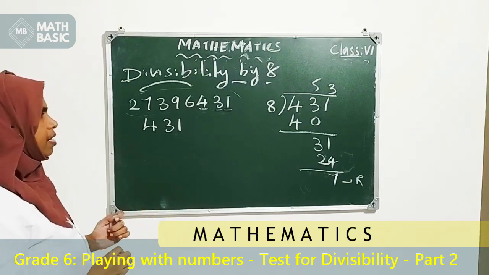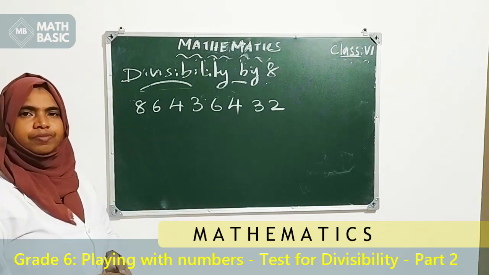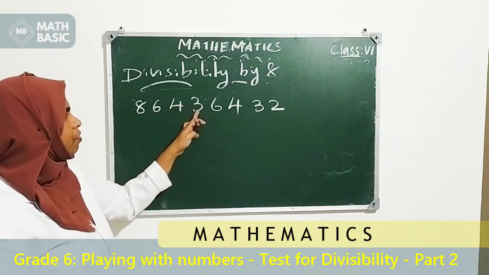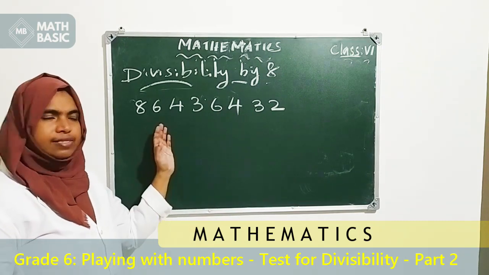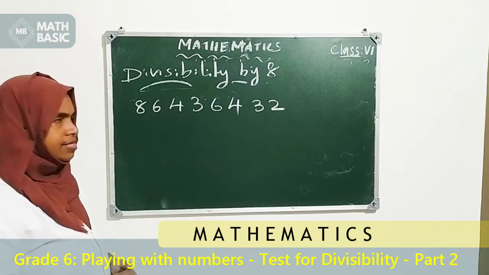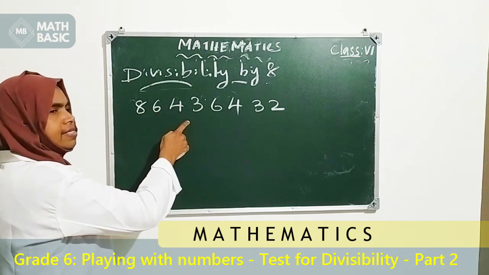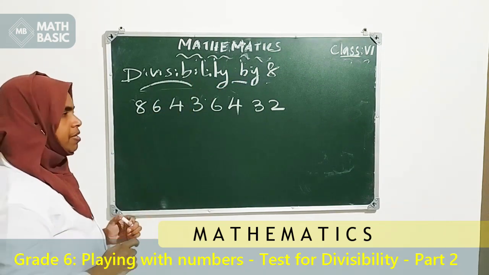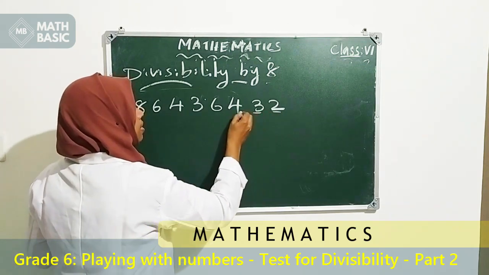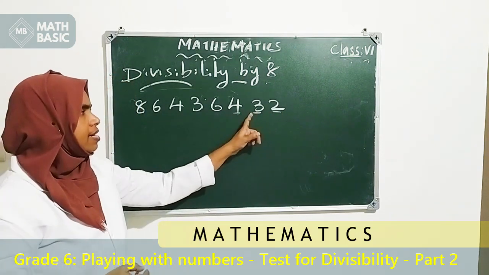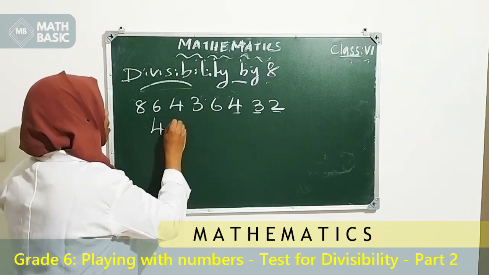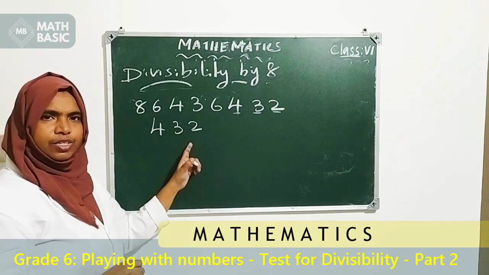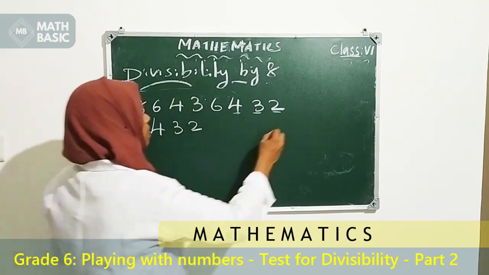Okay, one more example. See an example. You see here 1, 2, 3, 4, 5, 6, 7, 8, an 8-digit number. Check whether this number is divisible by 8 or not. The easiest method is to see the 3 places: ones, tens, hundreds. The number is 432.